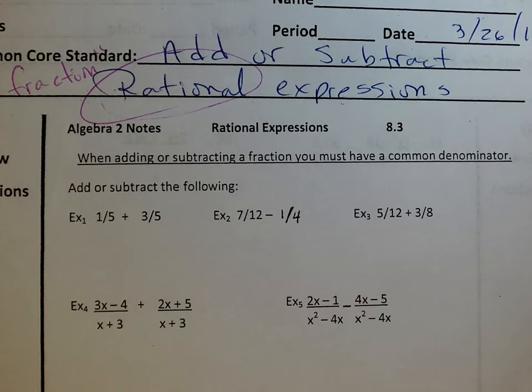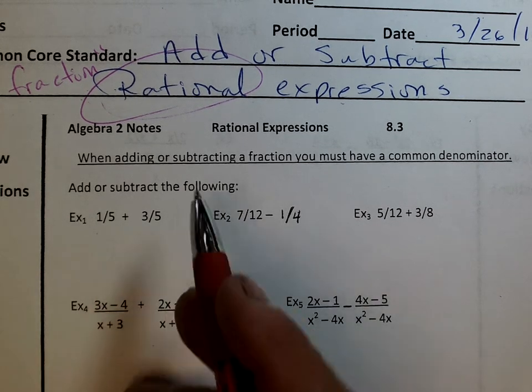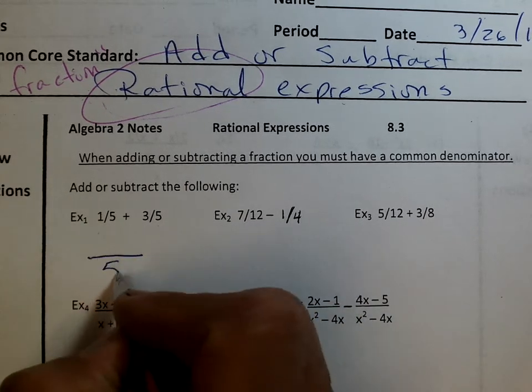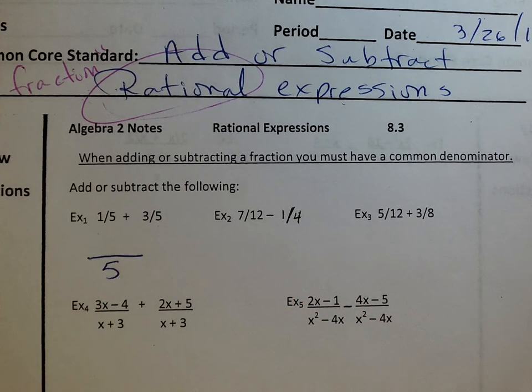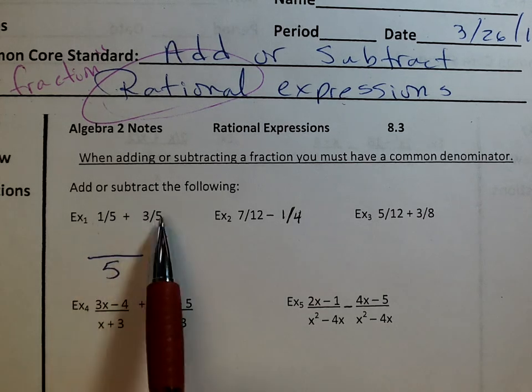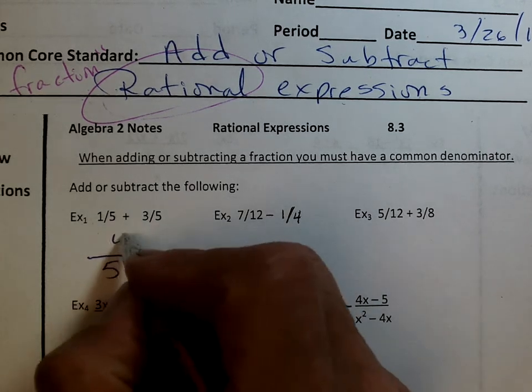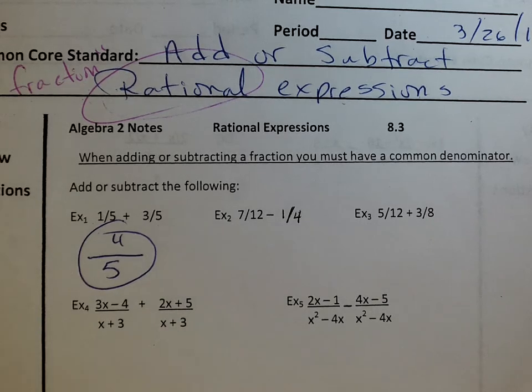Number 1's pretty easy, right? I mean, number 1 is just basic 6th grade math. They have a common denominator, 5, right? Write it down. And then add the numerators. I got 1/5 plus 3/5. 1 plus 3 is 4. Boom. So if they have a common denominator, the first thing I do is I just write it down, and then add the numerators, okay?